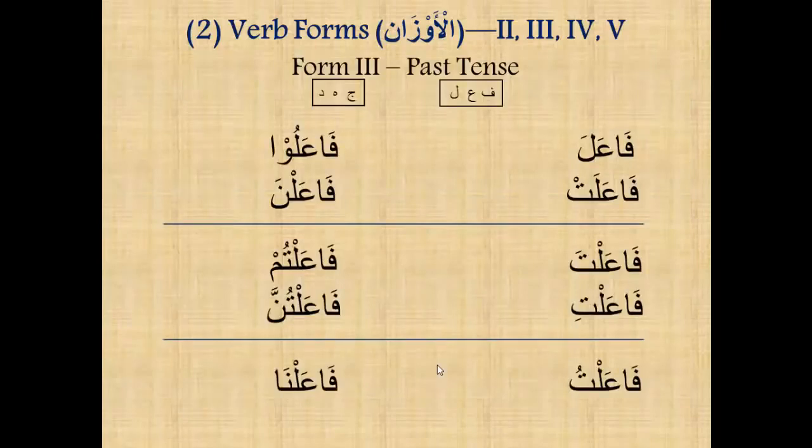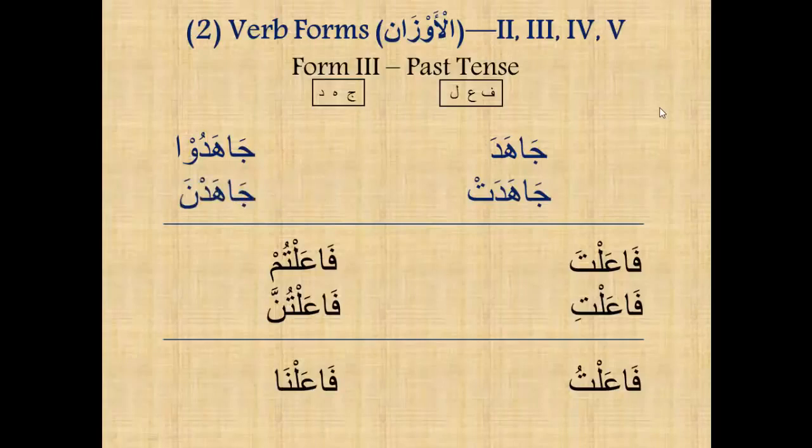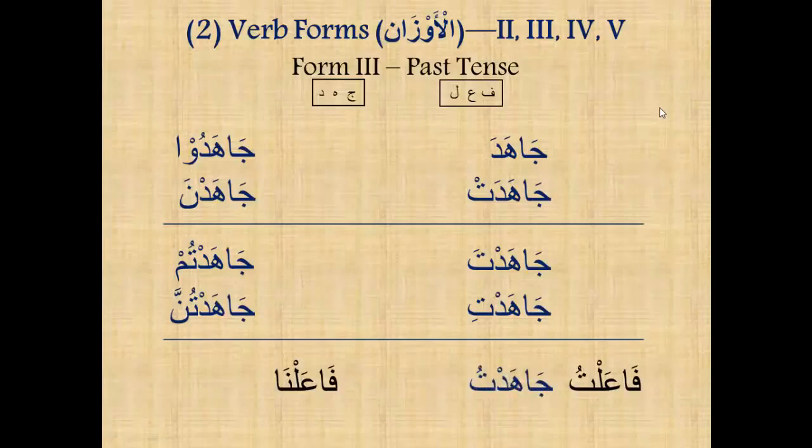Past tense conjugation for form 3. Using the root letters jim, ha, and dal, we have jahada, which means he struggled. Fa'ala, jahada. Fa'alu, jahadu. Fa'alat, jahadat. Fa'alna, jahadna. Fa'alta, jahadta. فاعلتم جاهدتم. فاعلتِ جاهدتِ. فاعلتن جاهدتن. فاعلت جاهدت. فاعلنا جاهدنا. Again, the defining characteristic of form 3 is that elongation, that alif after the first root letter.